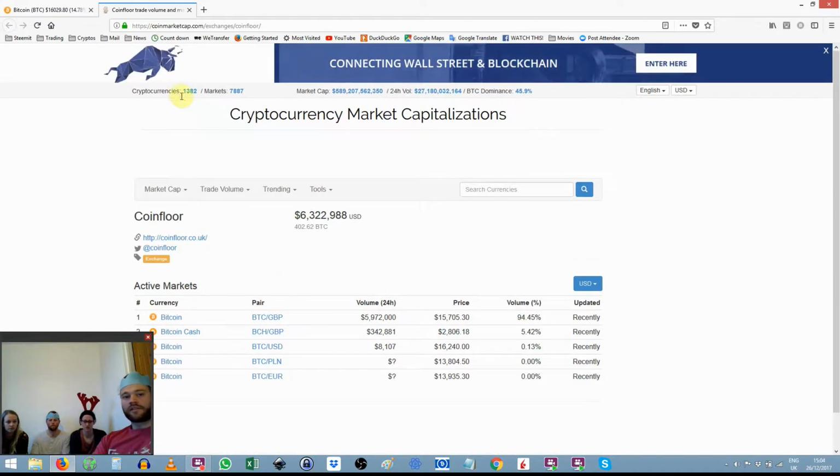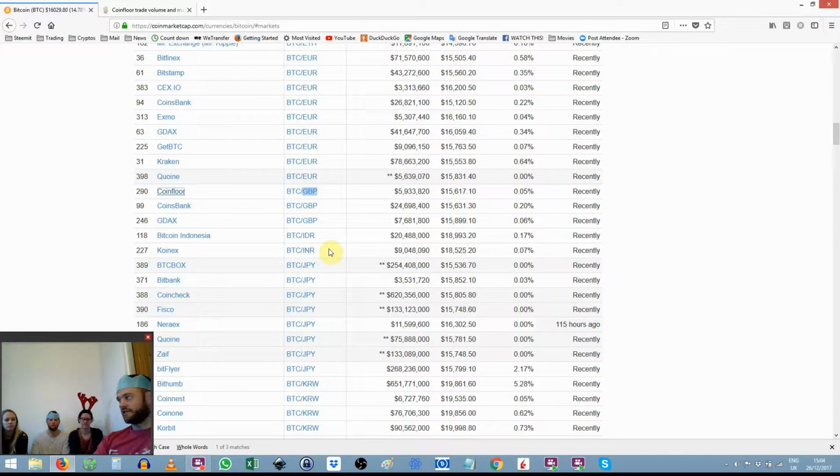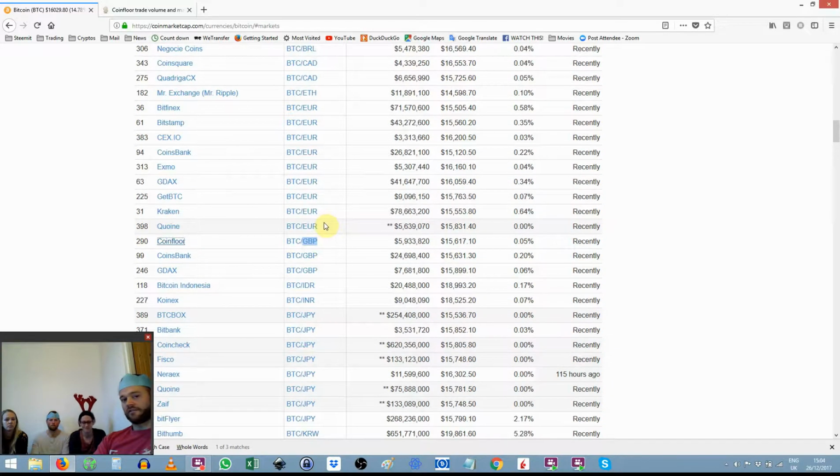Okay. But this again works for any currency. So if you're looking to trade into dollars or into Japanese yen or into South African rand, you can do the same technique on this page and find your currency.